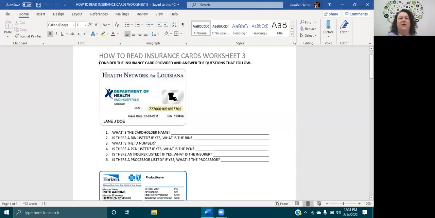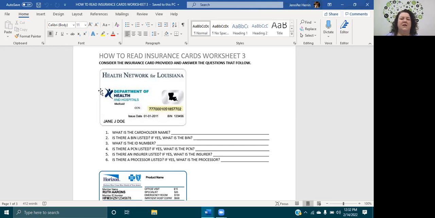So the first card we're looking at here on my screen is a Department of Health and Hospitals Medicaid insurance card. Medicaid's a little bit unique because they use the same card generally for seeing the doctor, going to the hospital, and also retrieving prescription medications. So we're going to start with this one and then we'll look at a more realistic, commercially provided insurance card afterward.